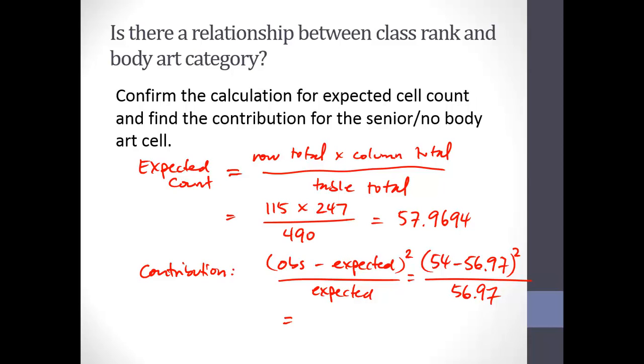Oh, oops. Wait, is it 56.97 or is it 57.97? Thank you, guys. 57.97. It's a Friday, you know. All right, one more time. 54 minus 57.97 divided by 57.97. 0.27? Yeah. So this is 0.27.